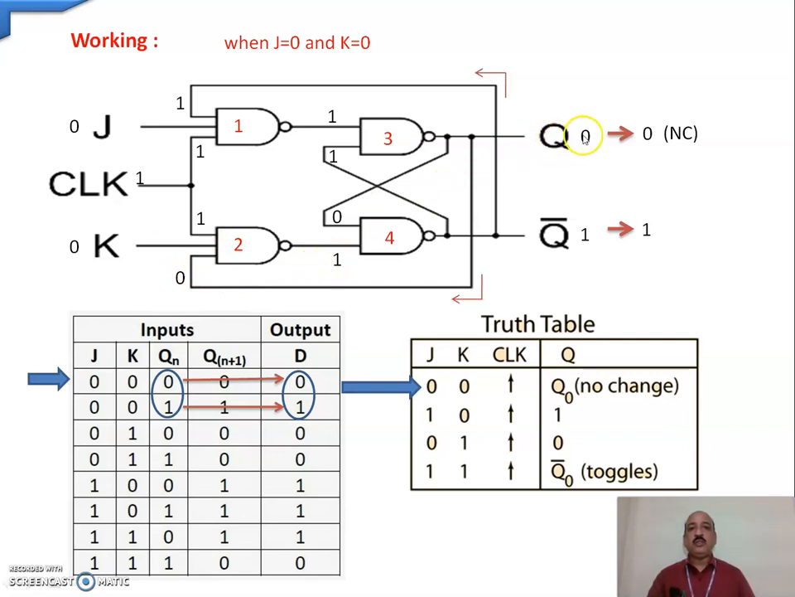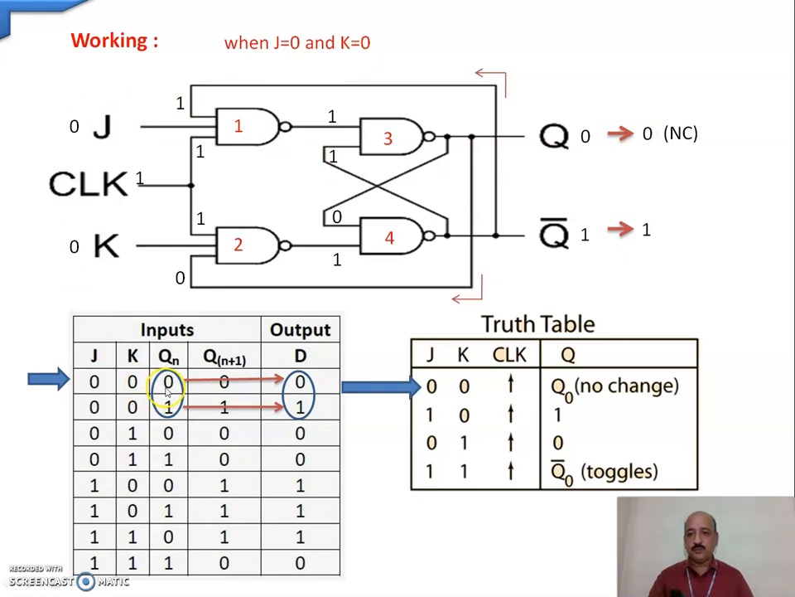Here Q is equal to 0, which will be the feedback for the fourth NAND gate. For the fourth NAND gate, one of the inputs is low, therefore the output is high. This will be the feedback for the third NAND gate. Both the inputs are high, therefore the output is low. So the previous output was 0, and now it is also 0. That means there will be no change.